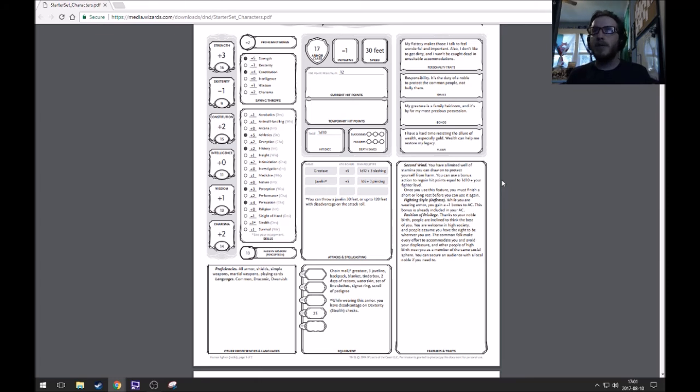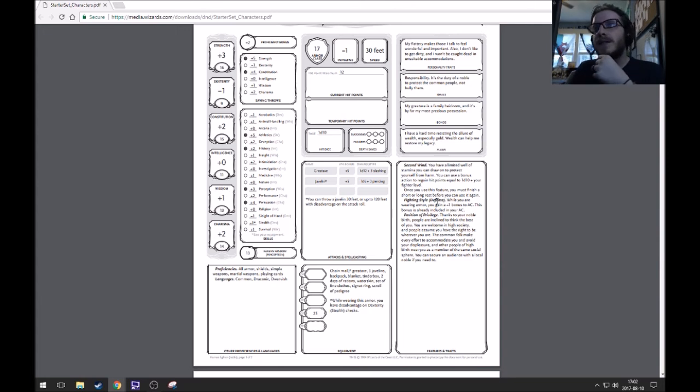Once you use this feature, you must finish a short or long rest before you can use it again. So once you've done that, if you only have like 5 minutes between this fight and the next fight, you can't use it again that next fight. You have to take an hour to drink something, eat some food, relax, bind your wounds, basically chill out. Or a long rest, which is overnight.